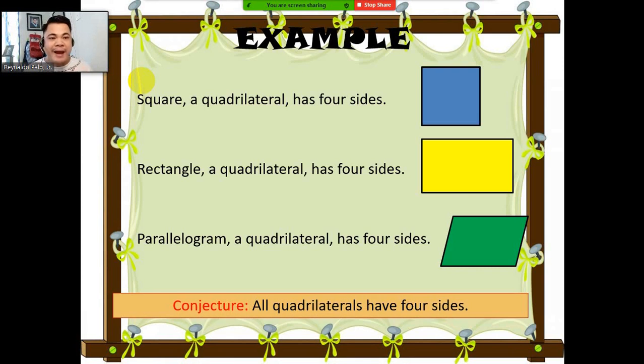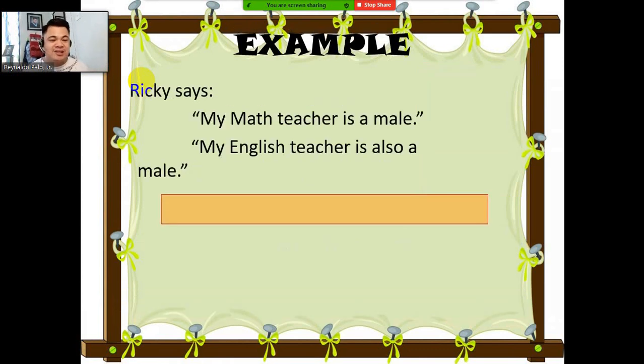It doesn't matter if it is a rhombus, trapezoid, trapezium, and so on. For as long as it has 4 sides, it is what we call a quadrilateral. Okay. Next, Ricky says, my math teacher is a male. My English teacher is also a male. So what is the conjecture that we can make based on the statements?